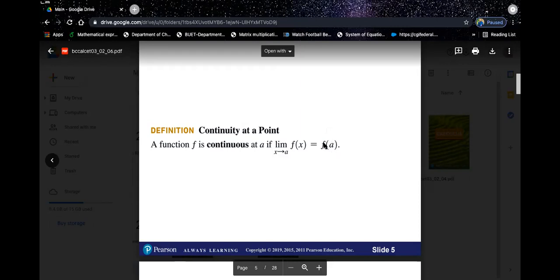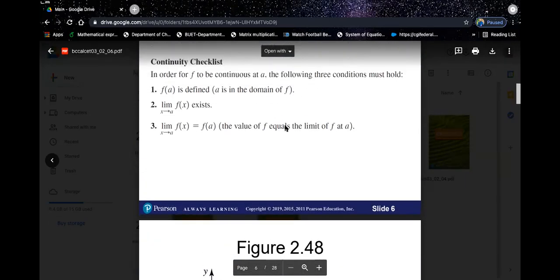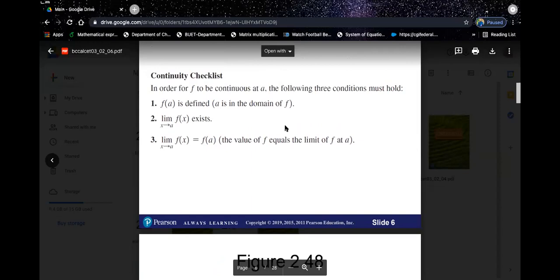We are saying that the functional value of this function f at this point A is equal to the limit of that function when x approaches that particular point. Again, we'll see examples so that it makes more sense. But that's the bookish definition if you are trying to find one. Now let's see the continuity checklist, and then we'll go to the graph, and then we'll come back to the checklist again to match this.